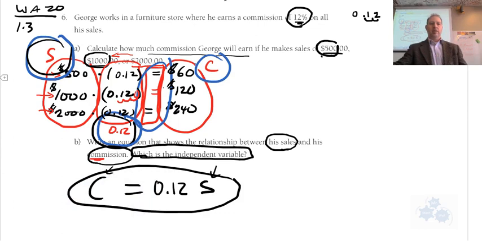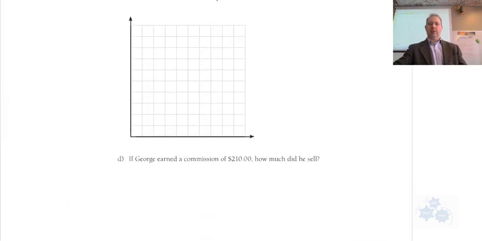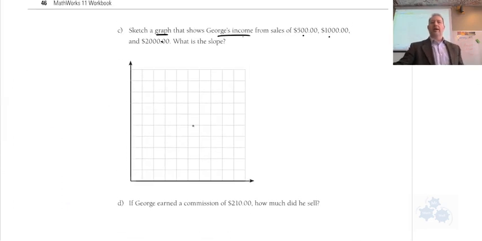So where am I going to put the sales? Am I going to put the sales over here, or am I going to put the sales down the bottom? Some say the vertical, some say the bottom. Where does the independent variable go in a graph? Who remembers that? The independent variable goes on the bottom, always. So guess what? This is sales down here, and this is commission.